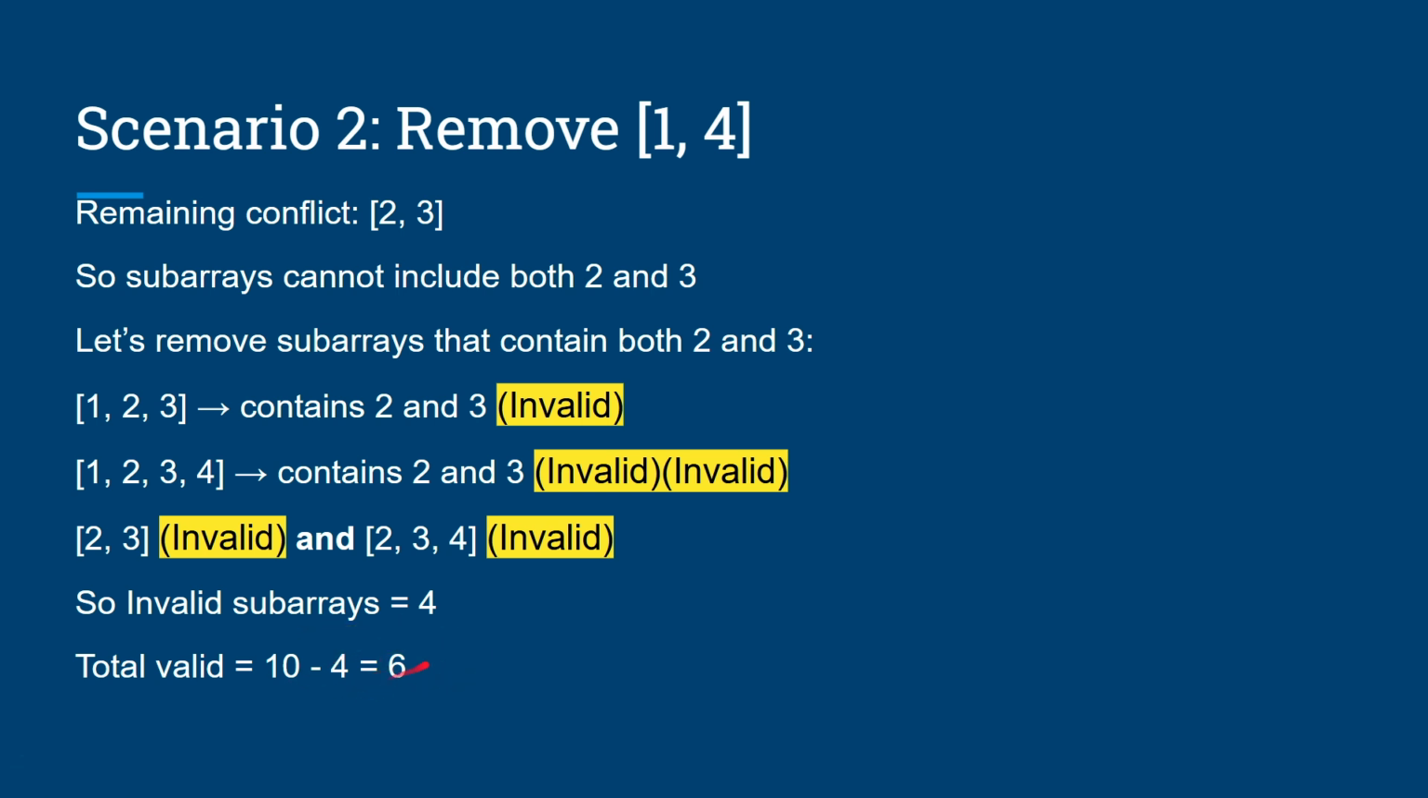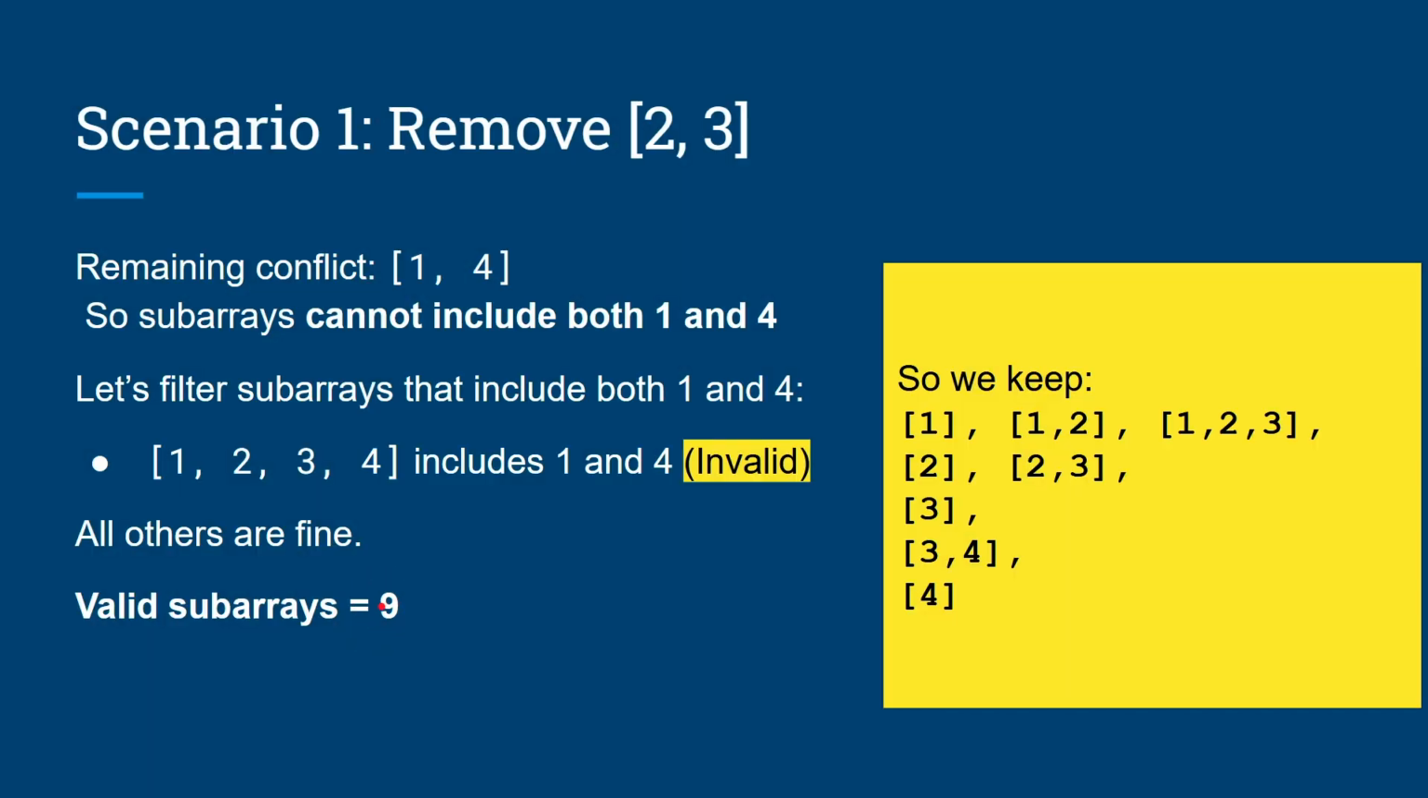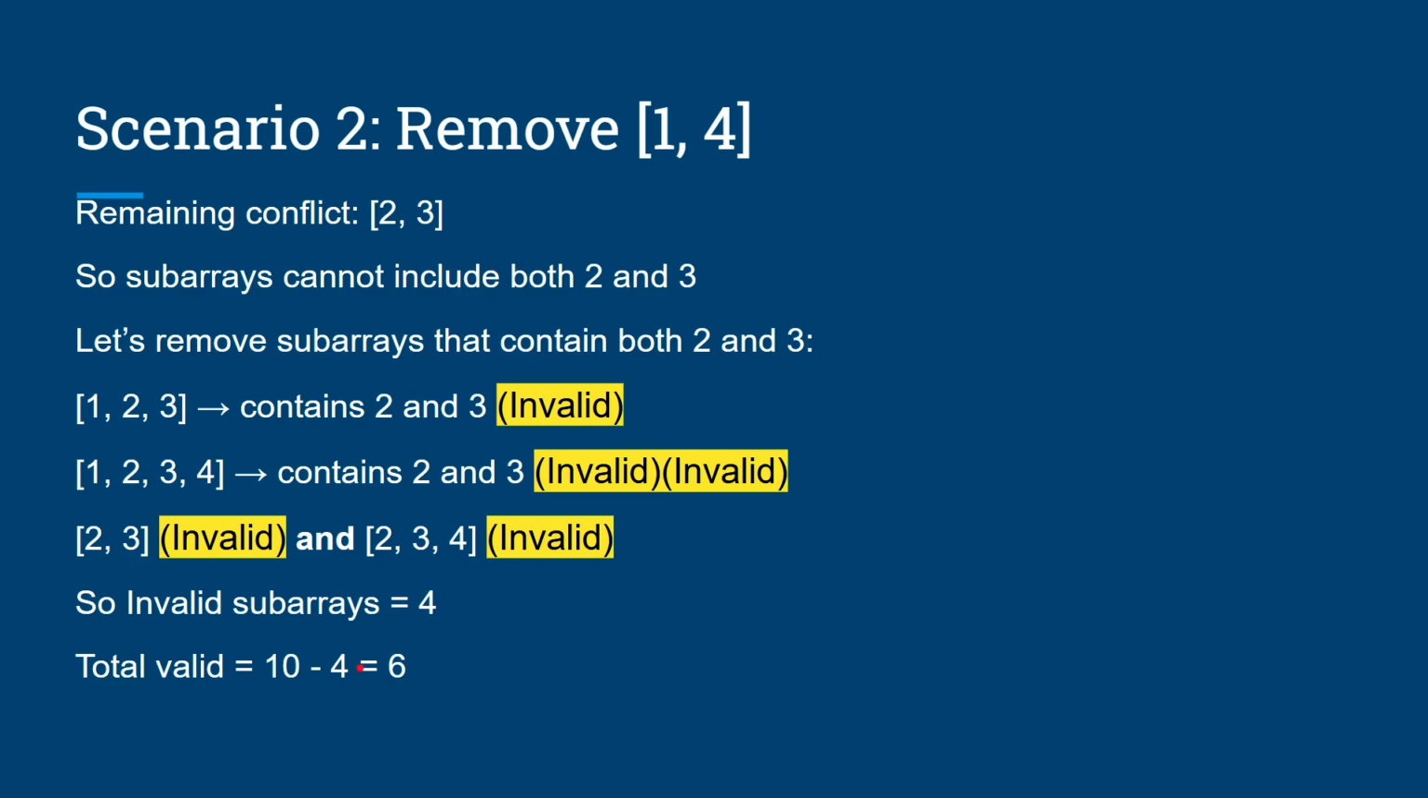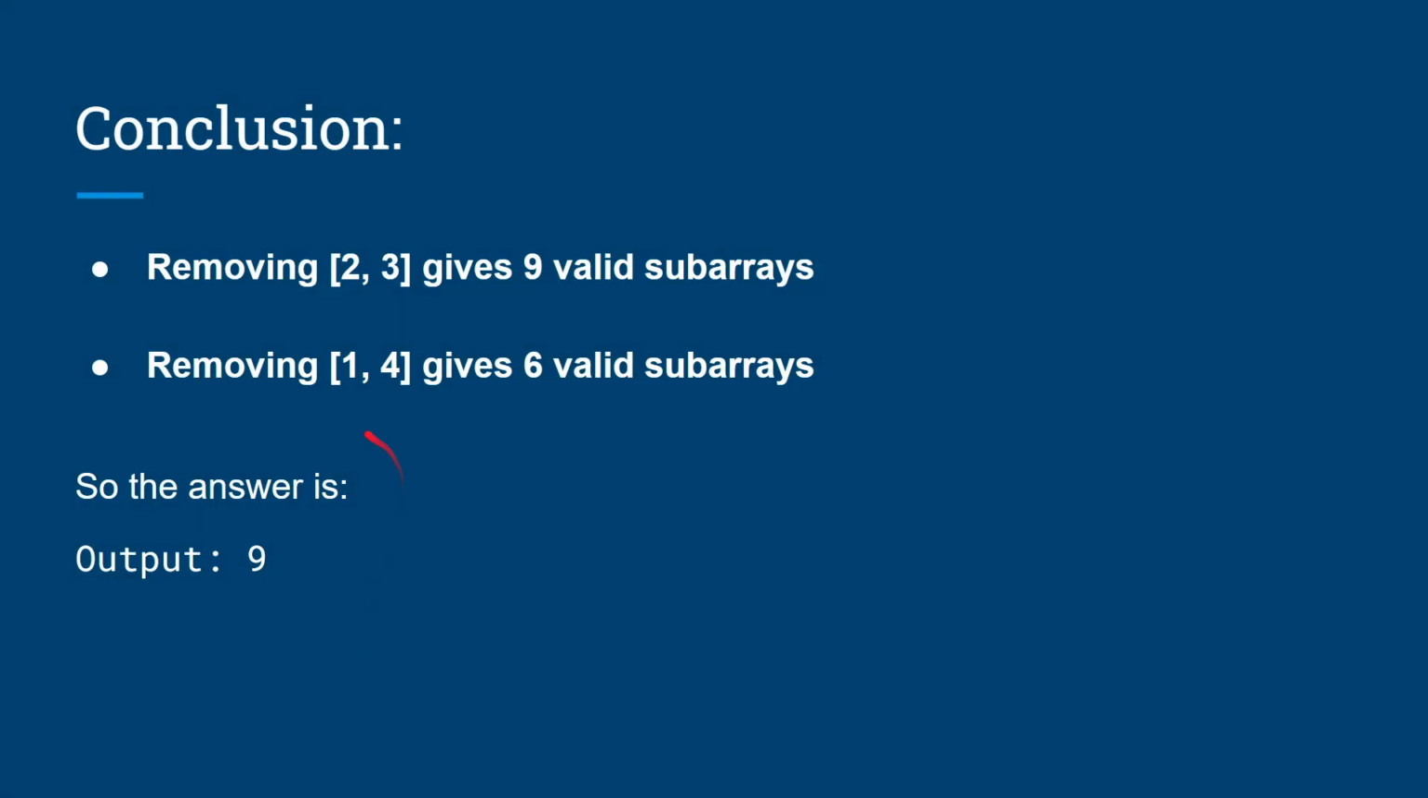You are getting 6. Previously for the first scenario, you got 9, but for this scenario you are getting 6. So when we remove 2 3, it gives 9 valid subarrays. When removing the 1 4 conflict, we get 6 valid subarrays. The answer requires us to maximize, so we remove 2 3 so that the answer will be maximum. I hope you understand, right?